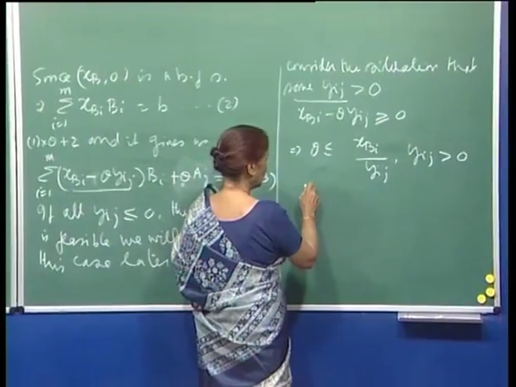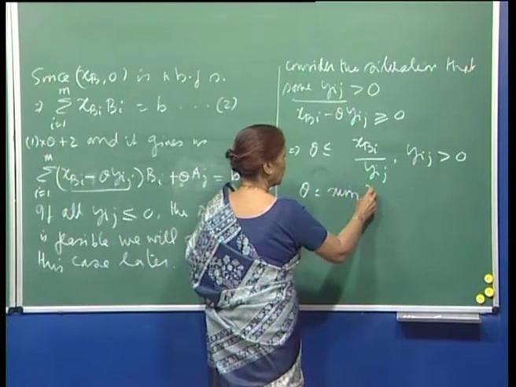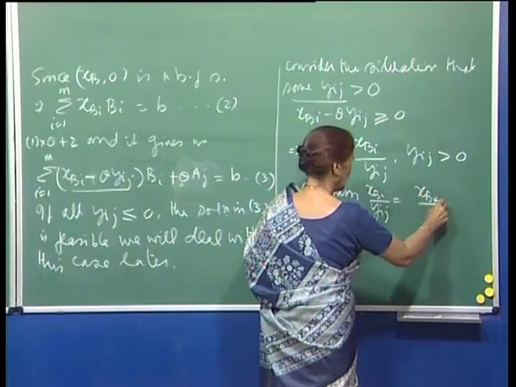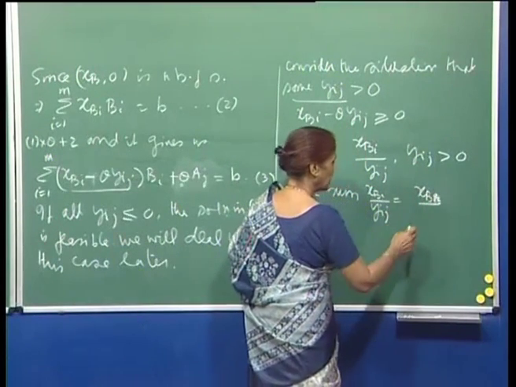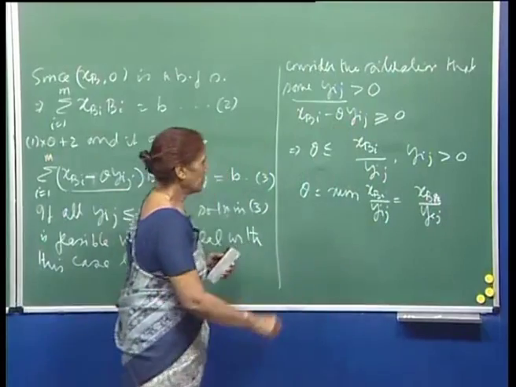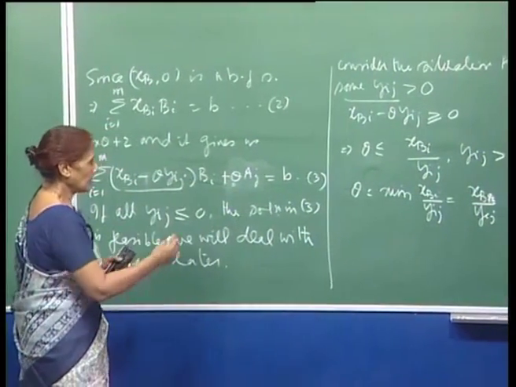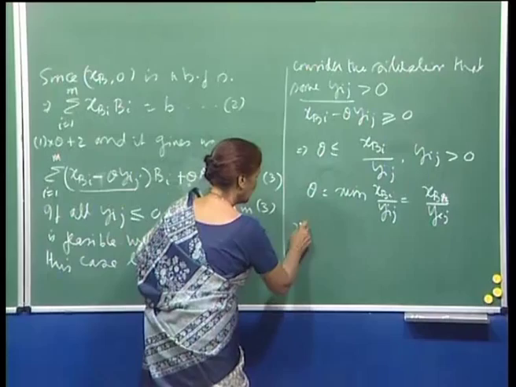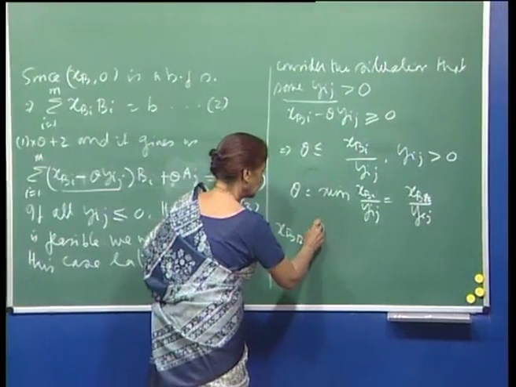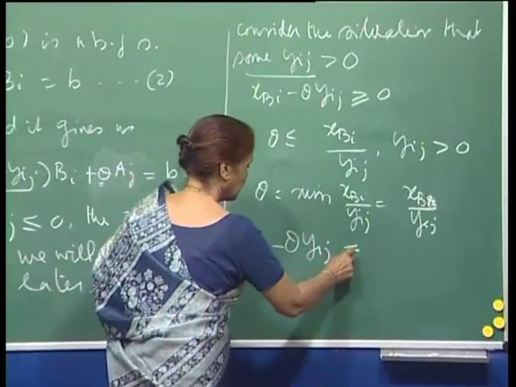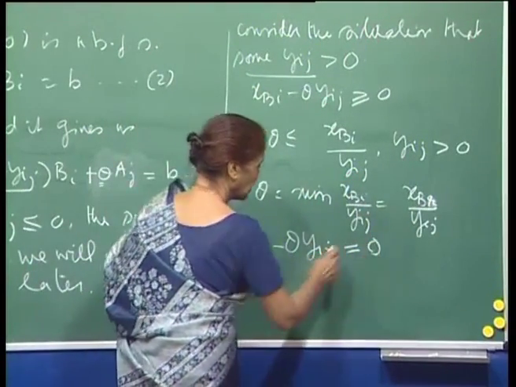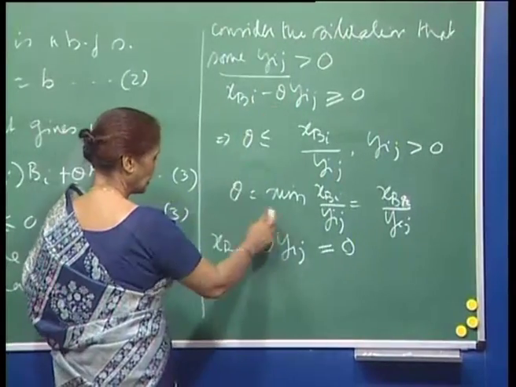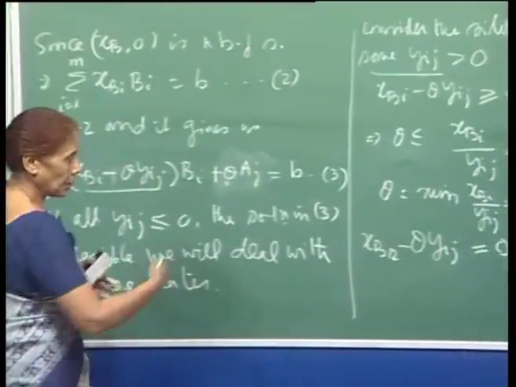So in that case, we choose theta to be the minimum of xbi upon yij, and let us say that this is equal to xbr upon yrj. So now you see the relationship. If I choose theta to be this value, then what happens to the value of this term xbr minus theta yrj? If I substitute theta equal to this, then you see this becomes 0. So the new value of the rth basic variable has become 0, right?